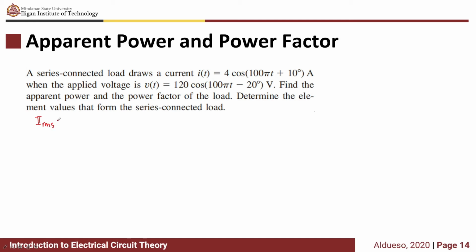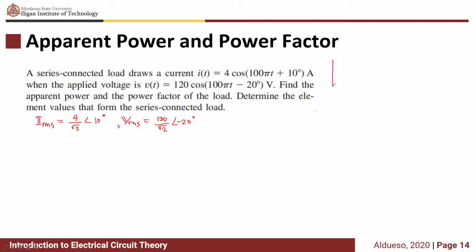IRMS is equivalent to 4 over square root of 2 angle of 10. Our VRMS is equivalent to 120 over square root of 2 angle of negative 20. So looking at the angles of the voltage and current, clearly we can see that the current is leading the voltage.